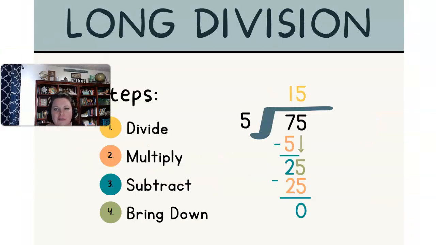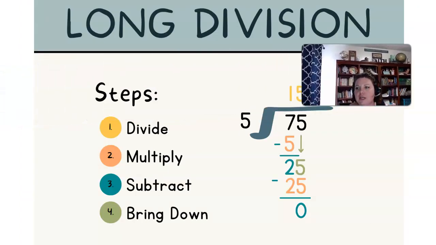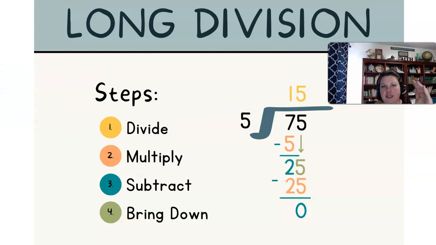So in long division, there is a certain set of steps that you need to follow called the standard algorithm. When dividing, start with divide, then multiply, then subtract, then bring down. So this problem's done for you. Let's go through this and see how they came up with a quotient of 15.